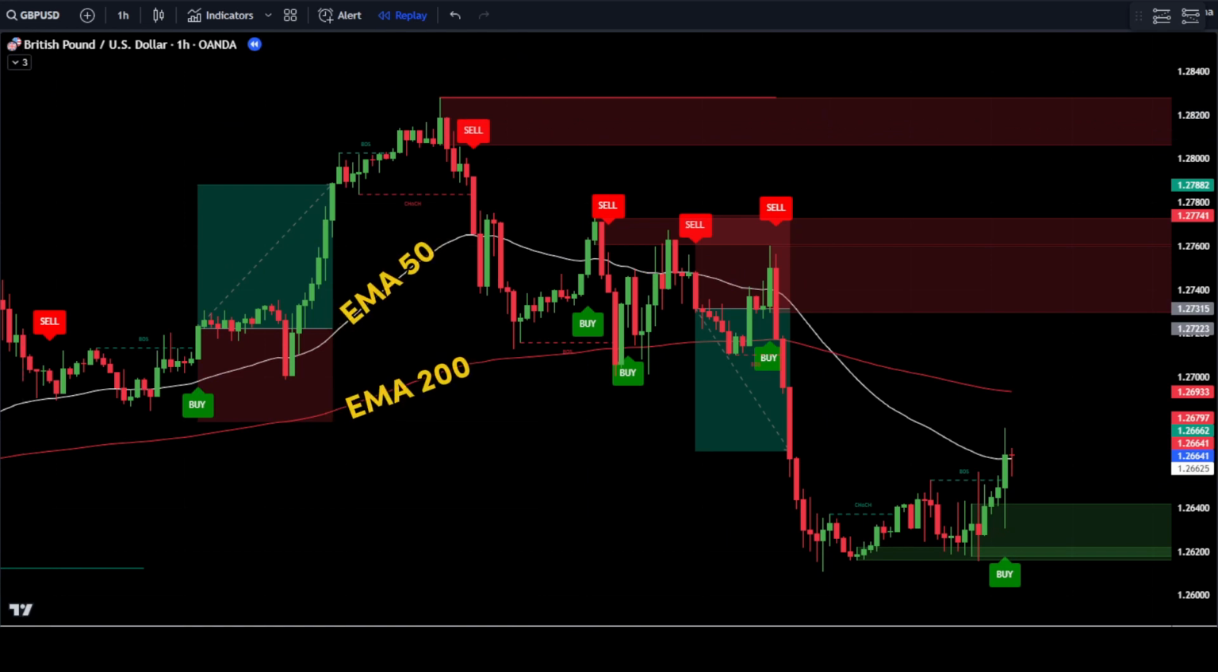If EMA 50 crosses or is above EMA 200, it indicates a bullish trend. In this position, your main focus is to find the best point to place buy orders. On the other hand, if EMA 50 crosses or is below EMA 200, it indicates a bearish trend. In this position, your main focus is to find the best point to place sell orders. Now, let's discuss how to place buy and sell orders using the second method.